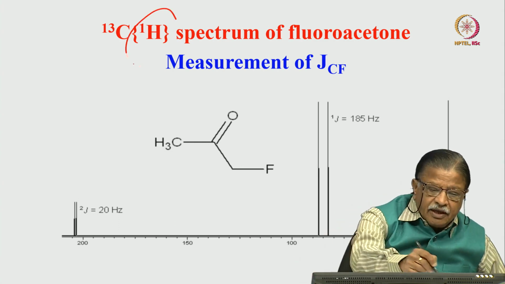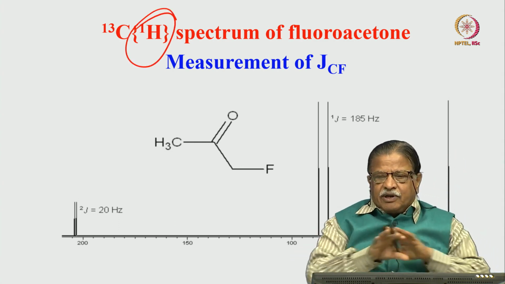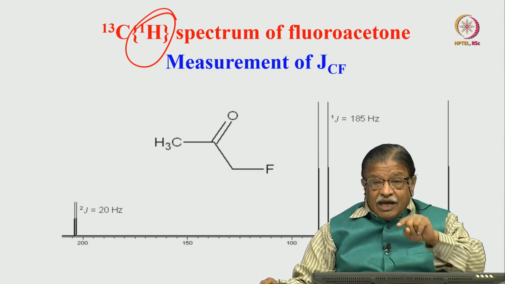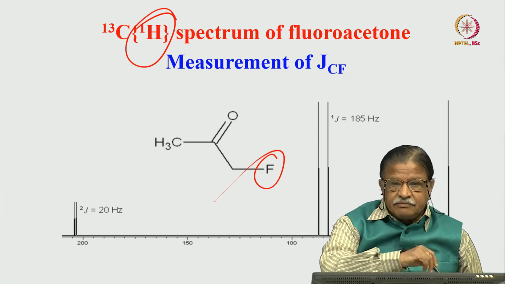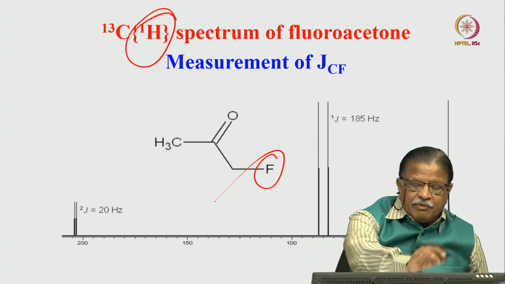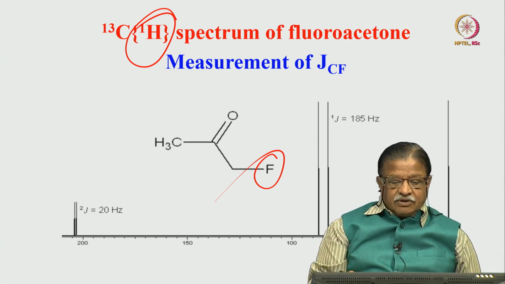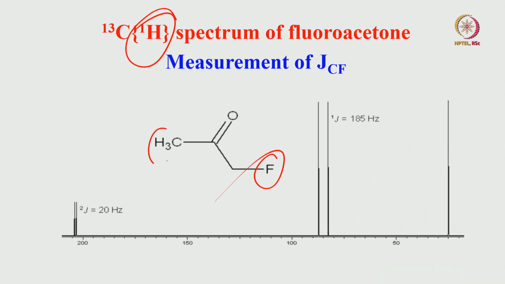Do this. You break the coupling with proton, all protons decoupled, all carbon proton couplings are removed. But I told you other nuclei are still coupled, so fluorine is still coupled. You are breaking carbon proton coupling, but fluorine carbon coupling is still present. So how many different carbons are there? One is CH3, 1, 2, 3. There are 3 different carbons, so you have only 3 different peaks. This is the CH3 peak, this is CH2F, this is CO.